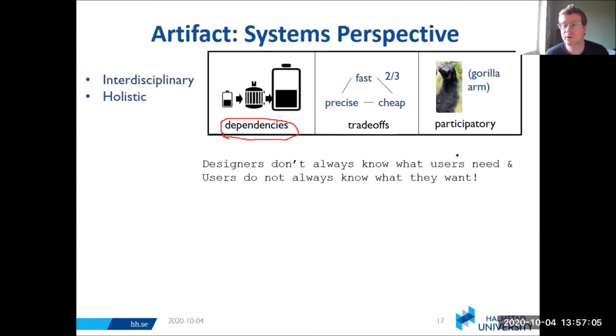you should involve different groups when you're designing. Designers don't always know exactly what the users need, and the users often don't know what they want on the other side of things. For example, if you're designing for people with dementia, they can't be expected to tell you what algorithm you should use for the robot that they should interact with. They don't know.